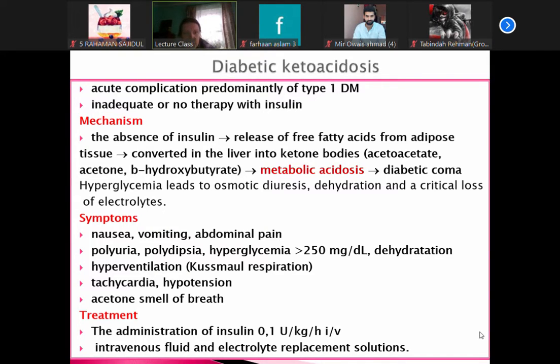So symptoms include, because of intoxication with ketone bodies, nausea, vomiting, abdominal pain, sometimes hyperthermia, an increase of temperature. Plus, hyperglycemia provokes polyuria, polydipsia, dehydration, dry skin, dry mouth, dry eyes. Because it is intoxication, you'll see hyperventilation, deep respiration. Patients have tachycardia, and then hypotension, and a specific smell from them. It's called acetone smell in the breathing air.